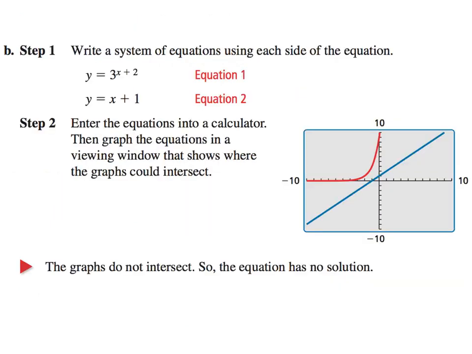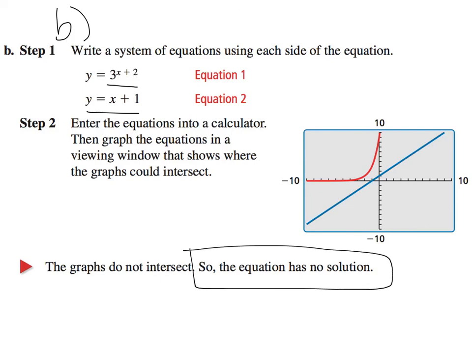And in our last example, B, we take each side: y equals 3 to the power of x plus 2, and y equals x plus 1. We graph both of them. We enter them in a calculator. The graph of the equations in the viewing window shows where the graphs could intersect. So what can you tell me about where these graphs intersect? They don't. Therefore, this has no solution. Your equation has no solution.